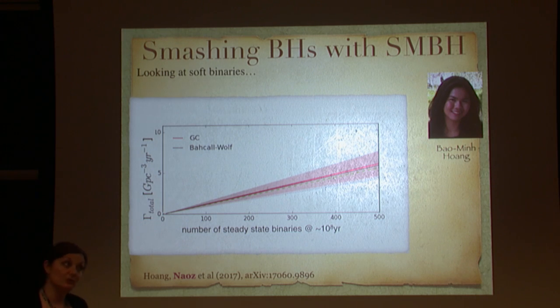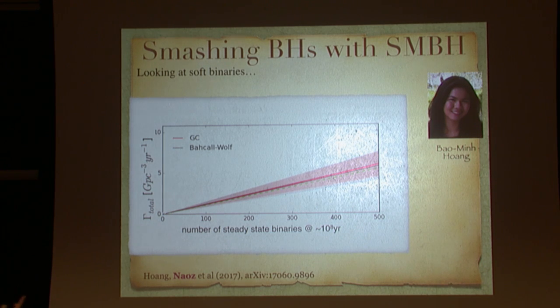This is a very trivial result. It is not sensitive to how you distribute the binaries around the supermassive black hole. It is not so sensitive to the mass that you choose for the binary, or to the initial IMF that you use for the binary. It's mostly sensitive to how many binaries you have in a steady state configuration. And it's roughly comparable to the numbers that we heard before.